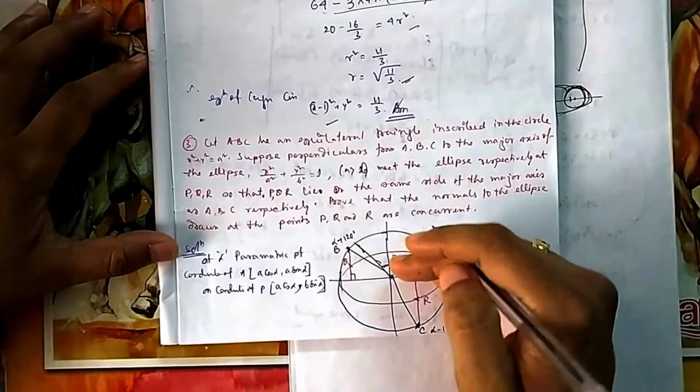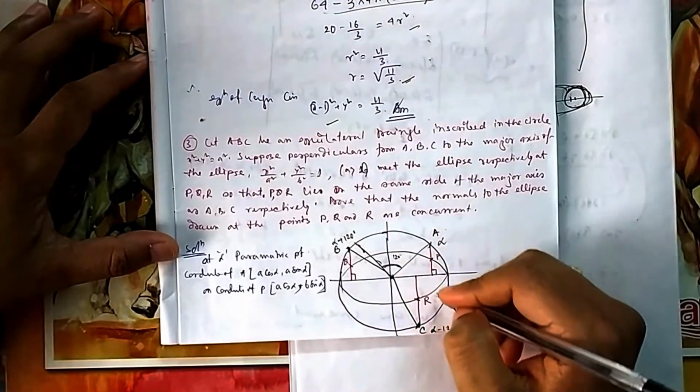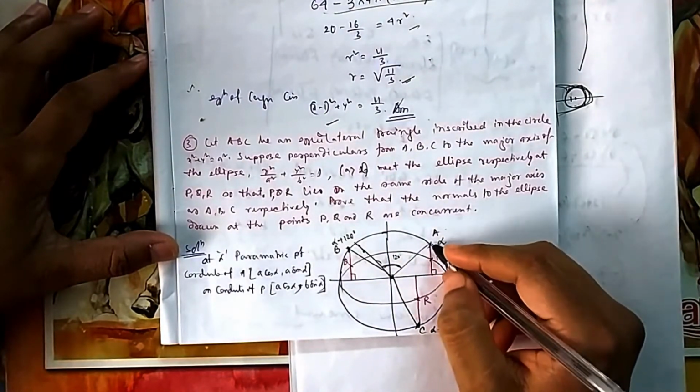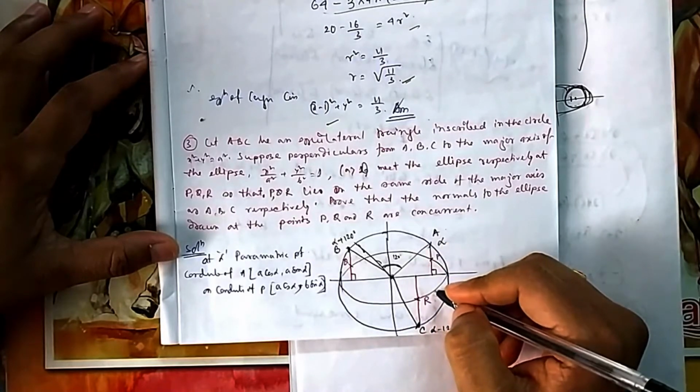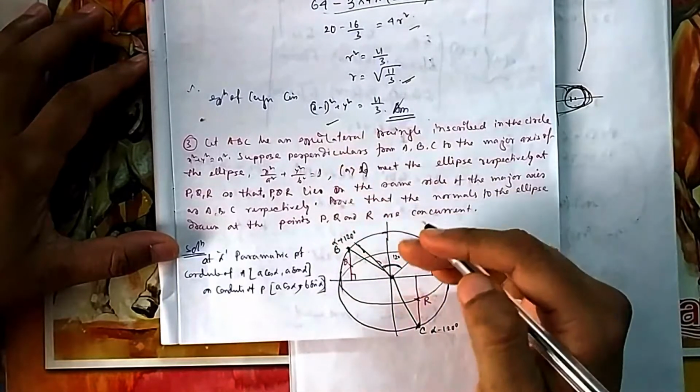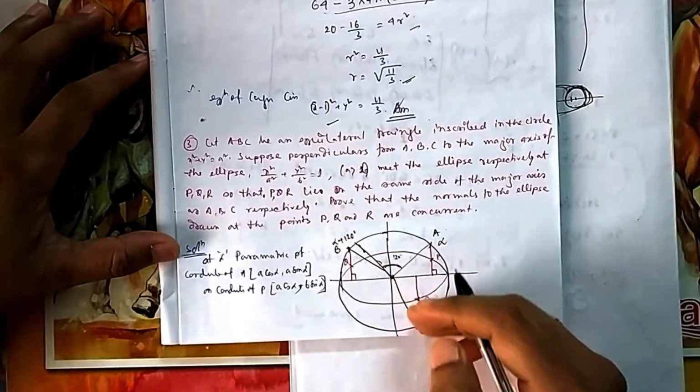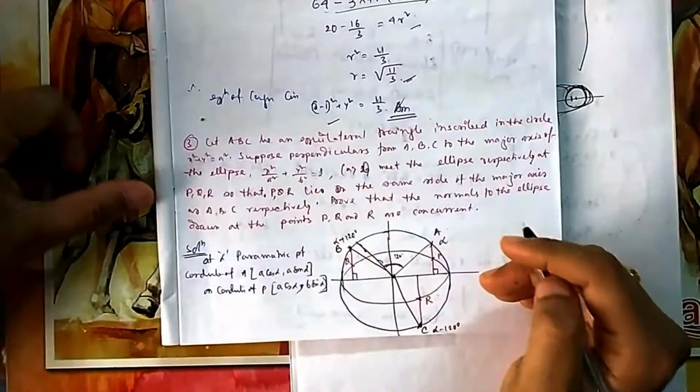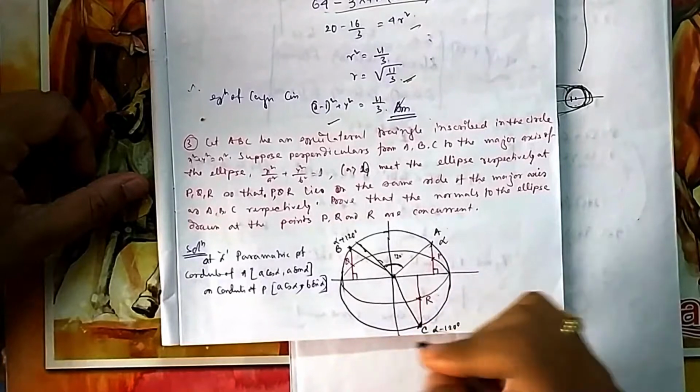If A is on this side of the major axis, then P should also be on this side, because P can touch the ellipse here also. This perpendicular can touch here also, so P can be here also. But they have specified that P and A, B and Q, C and R should be on the same side of the major axis. So that's why these are P, Q, R.